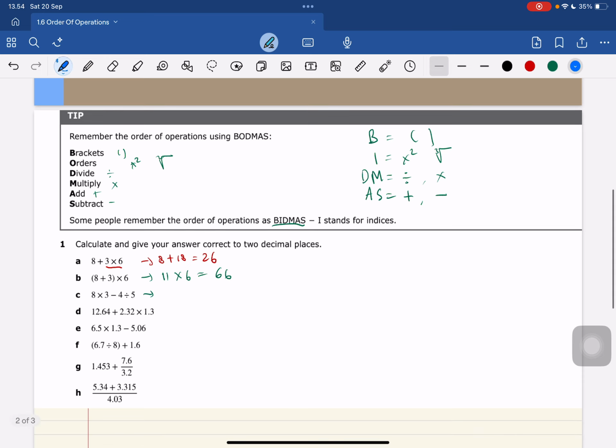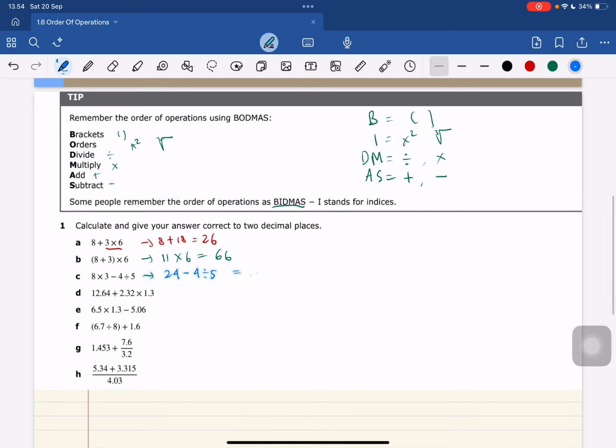Okay, next we got times, minus, and divide. Starting from the left side, 8 times 3 is going to be 24, minus 4 divided by 5. Okay, we got minus and divided, so we start with the divide. 4 divided by 5 is 0.8, so it's going to be 24 minus 0.8, which is 23.2.